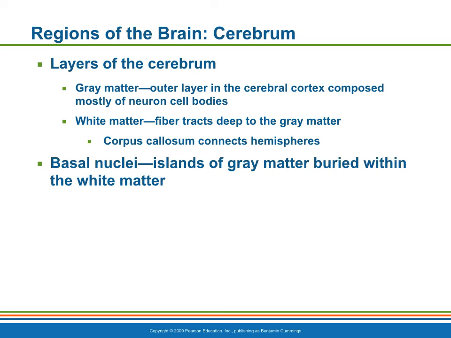Although most of the gray matter is in the cerebral cortex, there are islands of gray matter called the basal nuclei buried deep within the white matter of the cerebral hemispheres. The basal nuclei help regulate voluntary motor activities by modifying instructions sent to skeletal muscles by the primary motor cortex area.